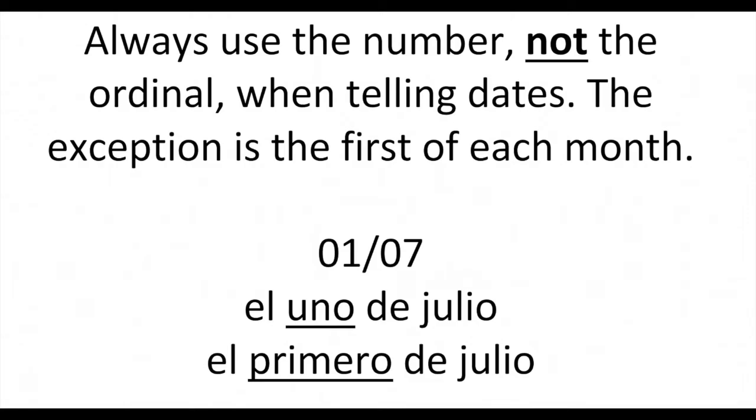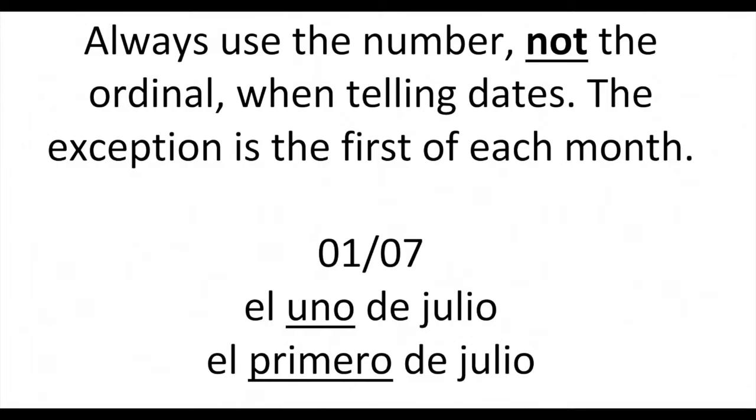Always use the cardinal number, not the ordinal, when telling dates in Spanish. That's why we say el 29 de enero. We say the 29th of January in English, but in Spanish we use the cardinal number, the regular number, not the ordinal number, when telling dates.